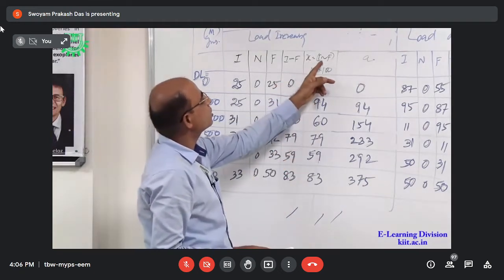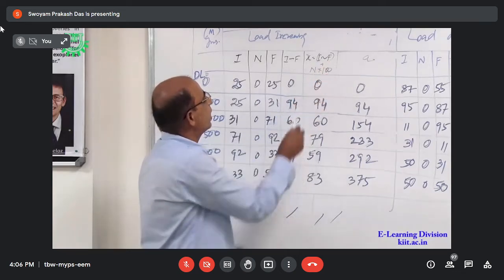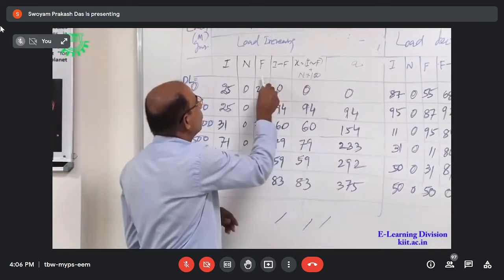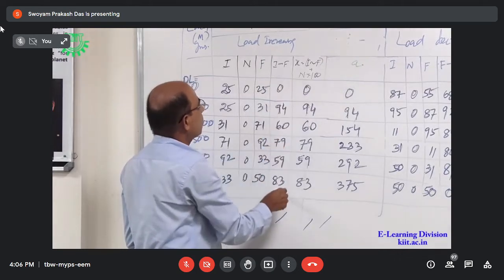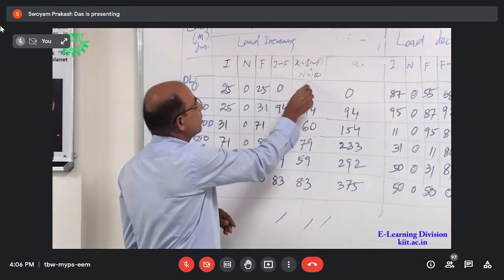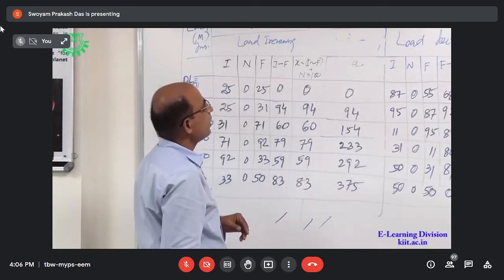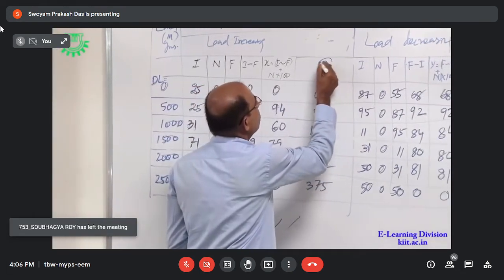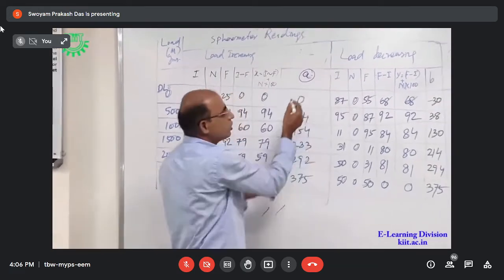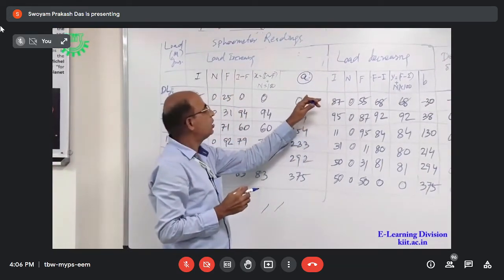Then x is the difference plus n into 100. Everywhere n is 0, the number of rotations. So the same column, whatever we get in I minus F, will be entered here. Then this value, the small a, is very important. This is the depression value for each load.